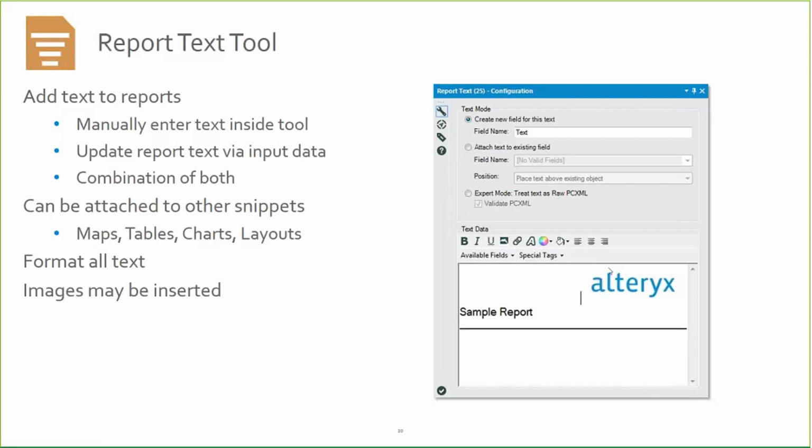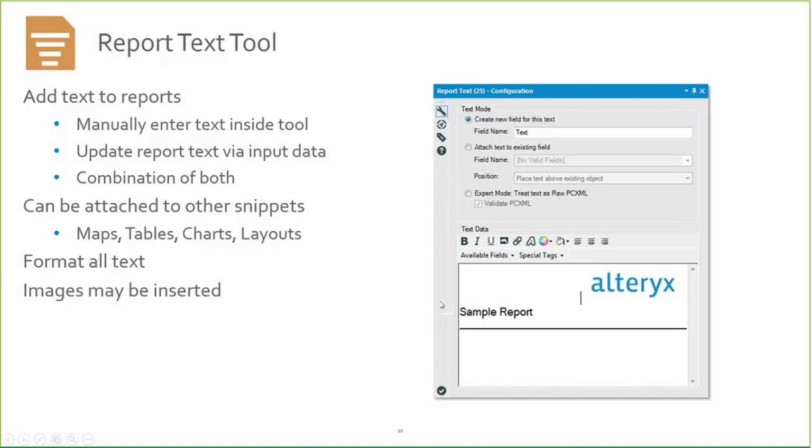But in most cases, I use the default, which is create a new field for this text. It just gives me a brand new field, plops this report snippet in there. It's a WYSIWYG. What you see is what you get. So you can feel free to add information in here however you'd like. You can add images, you can add links, you can add available fields. So this tool is great because it's a tool that can stand alone. And you can write whatever you want in here, and you can pass data out of it.